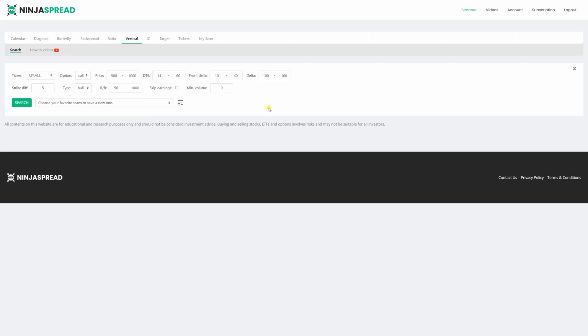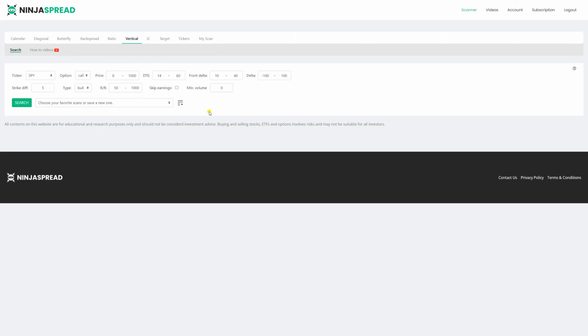I guess by now the form looks very familiar. Let's scan for SPY, choose call, type bull call spread. Here you can choose the bear call spread or bull call spread, or you can go for bull put spread or bear put spread. Four types of verticals are available in the vertical scanner.